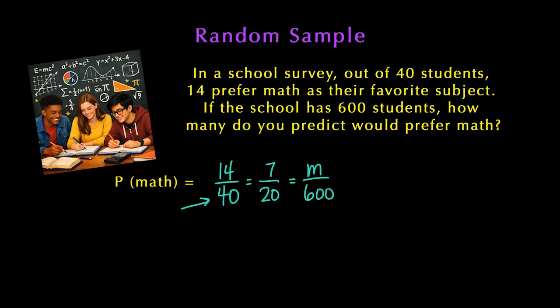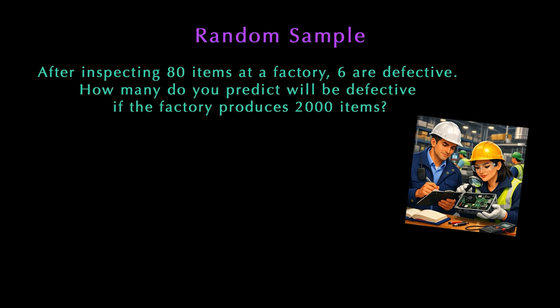Now to solve this proportion, I could use my cross products, but I could also look for a simpler way. And I can see that 20 goes into 600 times 30. So on the top, I'm going to multiply 7 times 30. 7 times 30 equals 210. So based on the information that we collected, I can assume that 210 students out of 600 would prefer math. So let's look at another real-world situation.